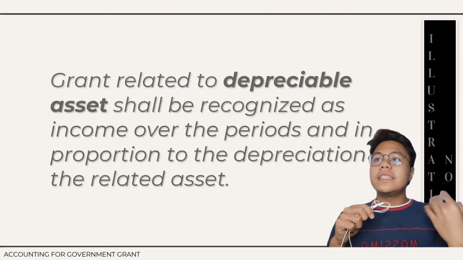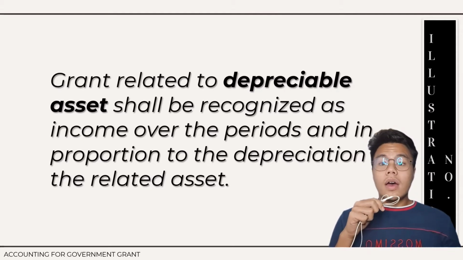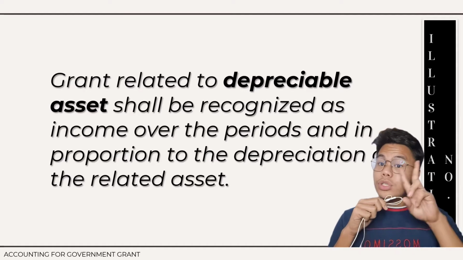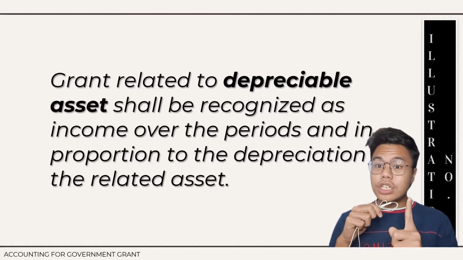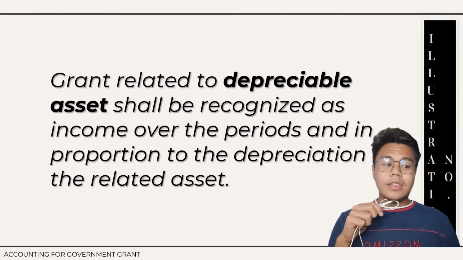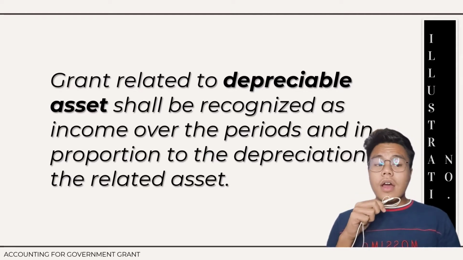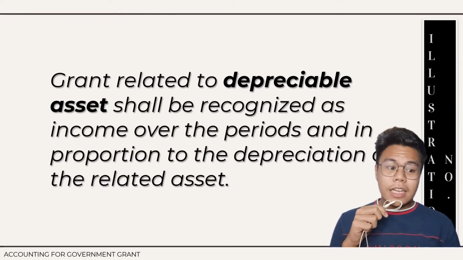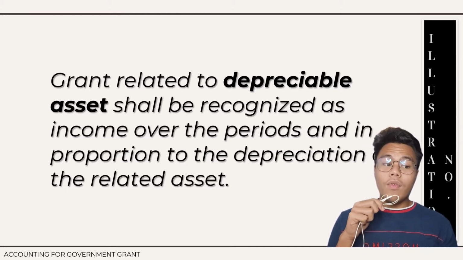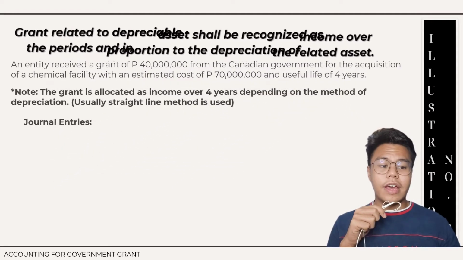Next, of course, besides expenses, grants are also given for the acquisition of assets. And there are two types of assets. First is the depreciable asset, and the second is non-depreciable asset. So what will we do? How do we account these depreciable assets? That is the situation here. Grant related to depreciable asset shall be recognized as income over the periods and in proportion to the depreciation of the related asset. So I've mentioned, let's go through that.